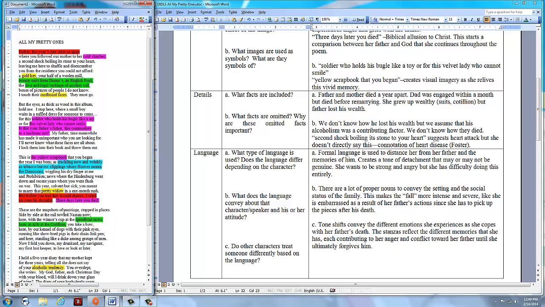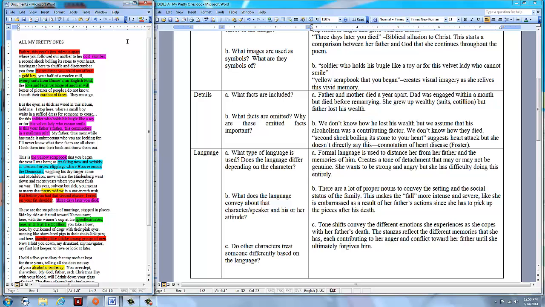We also know that the father lost his wealth, and this is discovered in the first stanza with the phrase, the residence you could not afford. What we don't know is how her father lost his wealth, but we could assume that alcoholism was a contributing factor because there was a definite reference to that in the final stanza.